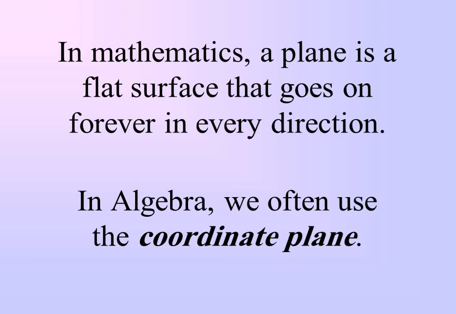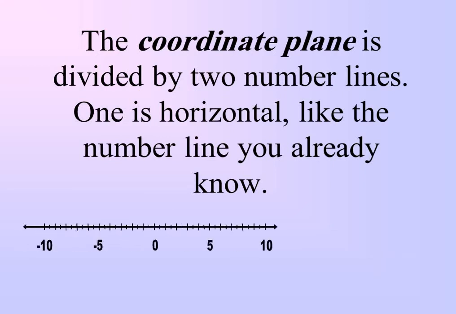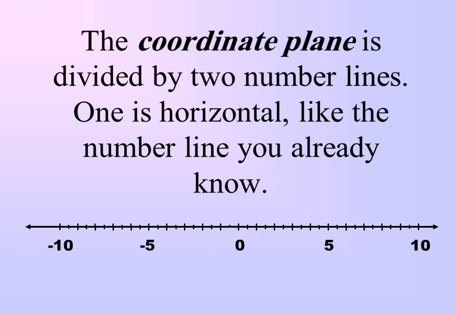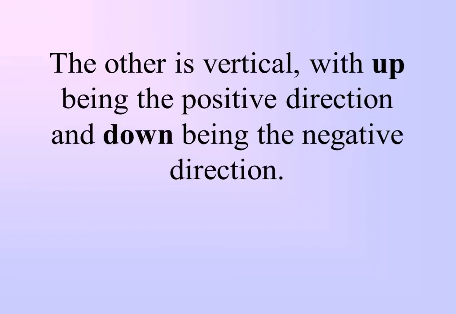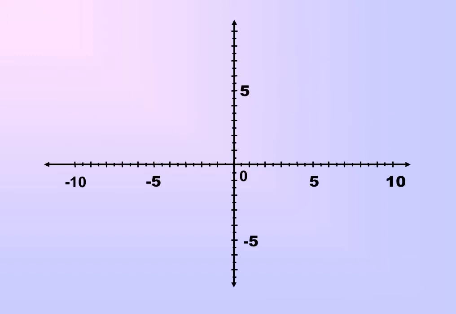Now in algebra, we often use what we call the coordinate plane. The coordinate plane is divided by two number lines. We took the horizontal and we also spoke about the vertical line. When they meet, or cross each other, they give me the coordinate plane which we will use in math. The other is the vertical, as we said, with up being the positive direction, down being the negative direction. Now, as you can see here, this is what I call the coordinate plane.